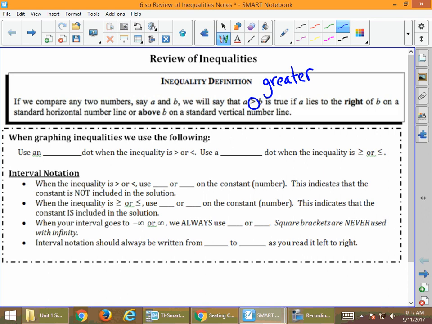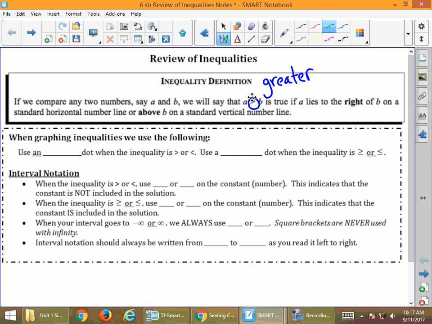But what we're going to be looking at today is some graphing of inequalities and then some interval notation. And some of you have had experience with the interval notation, and some of you, this is going to be the first time ever that you've seen interval notation. So we wanted to take a day and give you some background information before we get into what we're going to be working with later on this week, which is the domain and the range.